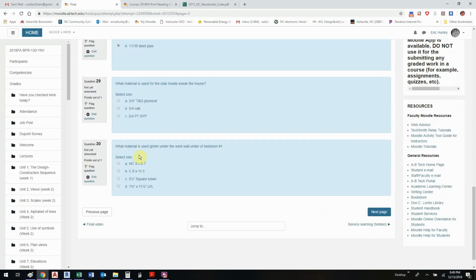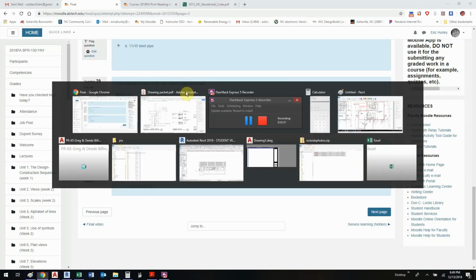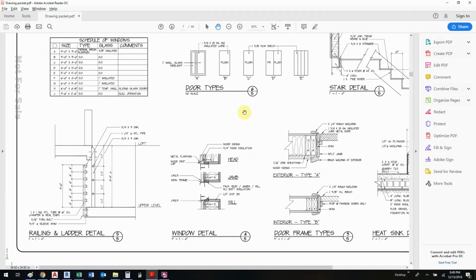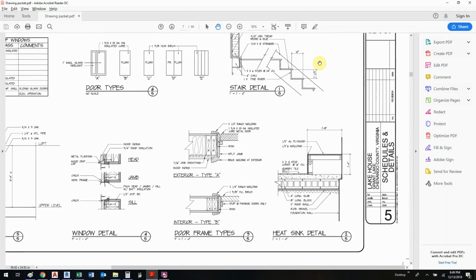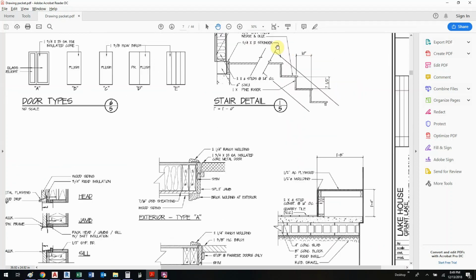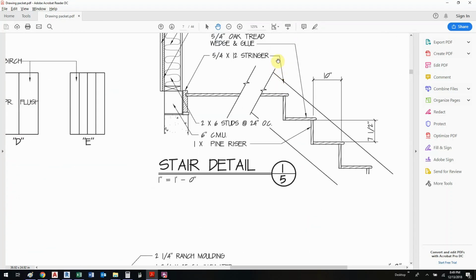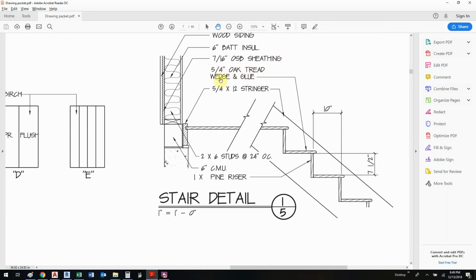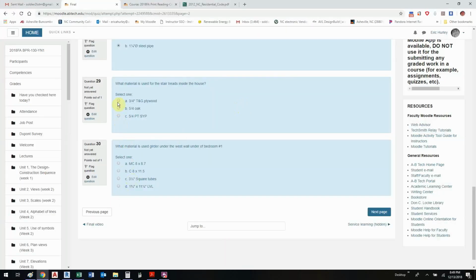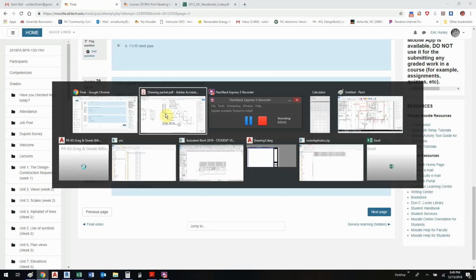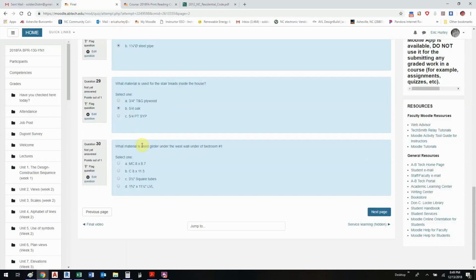What material is used for the stair treads inside the house? So let's find our stair detail here. And it tells us that we have 5 1/4 inch oak tread wedge and glue. So we have 5 1/4 inch oak.